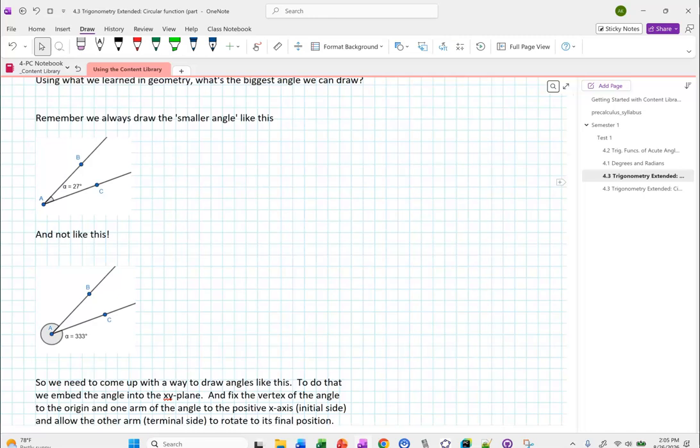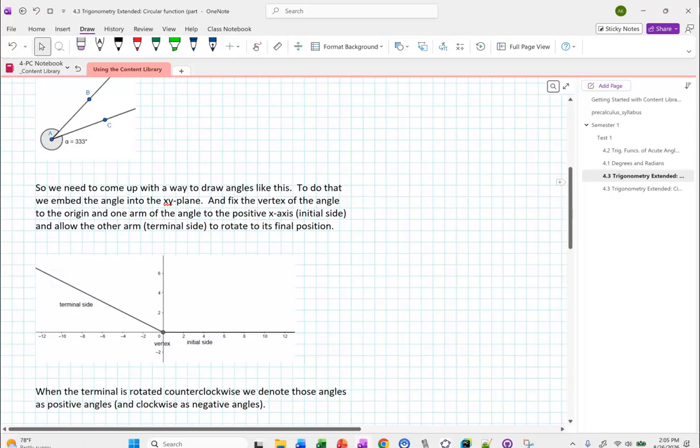We're going to describe a new method of drawing angles that allows us to draw angles that are bigger than 180 degrees. To do this, we're going to fix our angle inside of the xy plane. We're going to put the vertex of our angle at the origin, that's the point (0, 0). One arm of our angle is going to lie on the positive x-axis, always. We call that the initial side. And then we're going to think about the other arm of our angle as hinged at the origin.